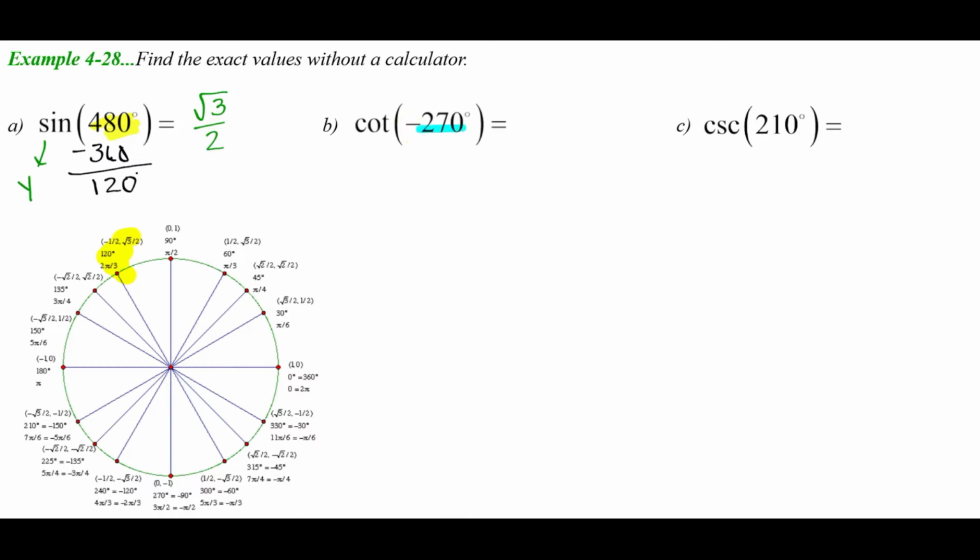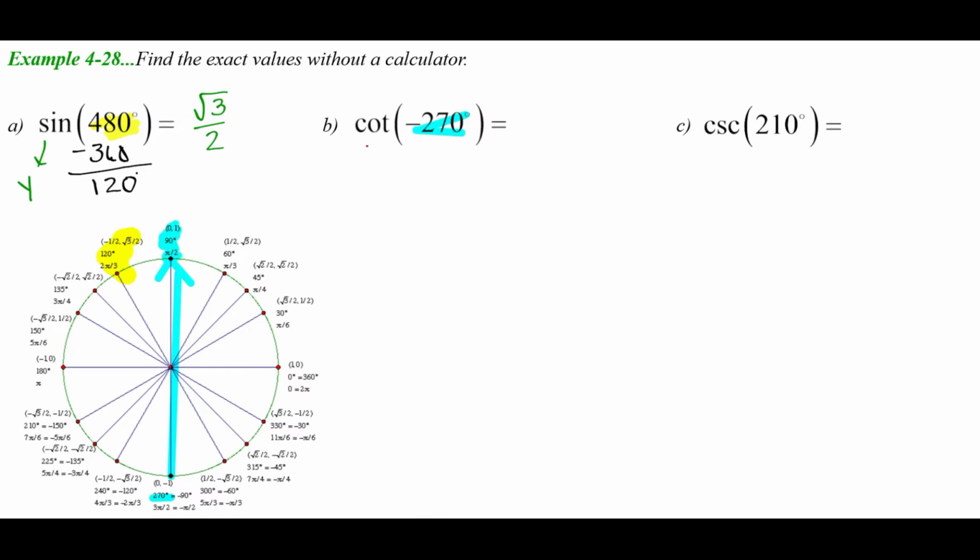So next we're doing the cotangent of negative 270. If you have a negative angle, the easiest thing for me to do is find the positive of that angle and then go straight up or down from that. So 270 is right here, but we want negative 270, so I'm going to go straight up from that. Technically where I need to be for negative 270 is here at this point, which is 90 degrees.